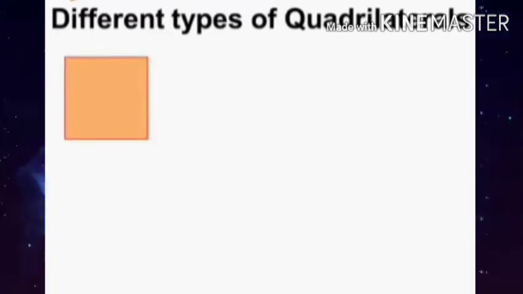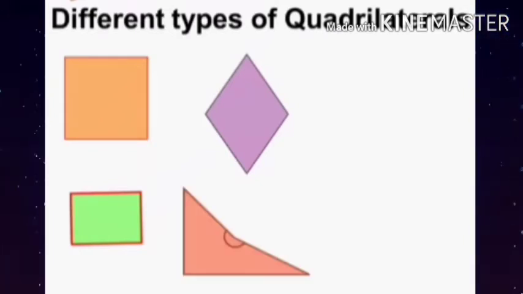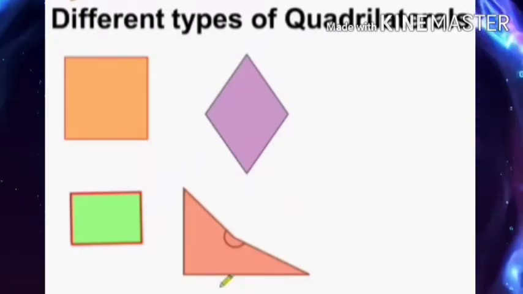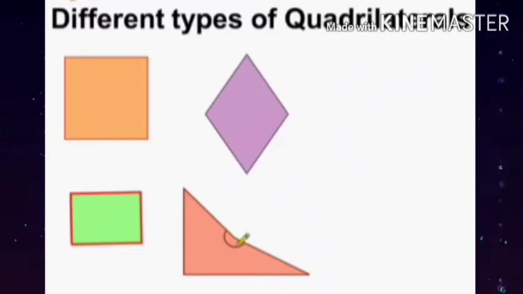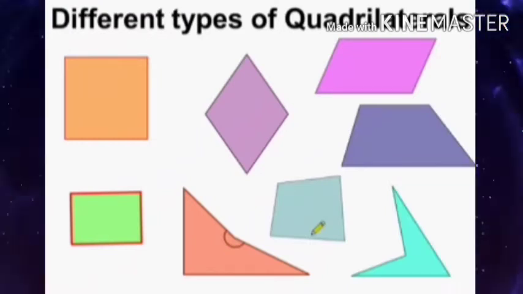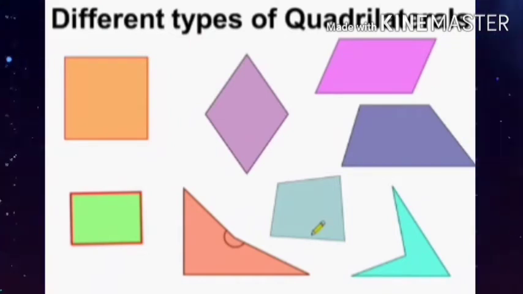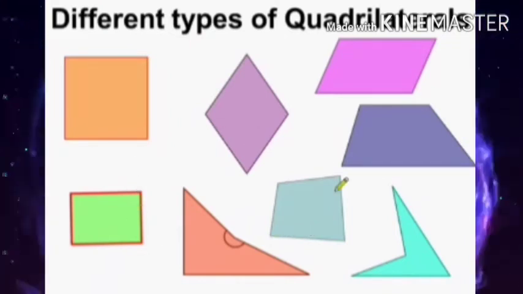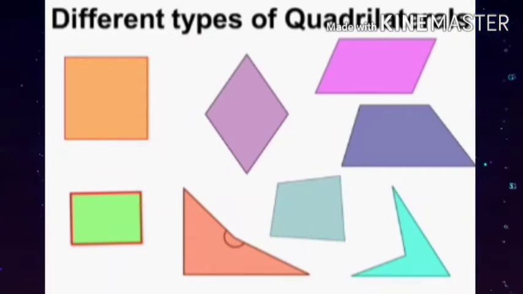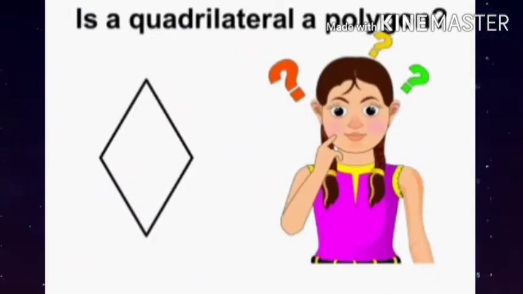Now we will study about the different types of quadrilateral. These are the figures of few quadrilaterals which can be named as square, rectangle, rhombus and many can't be even named. But these are four-sided closed figures having four angles, four vertices and made up of four line segments.